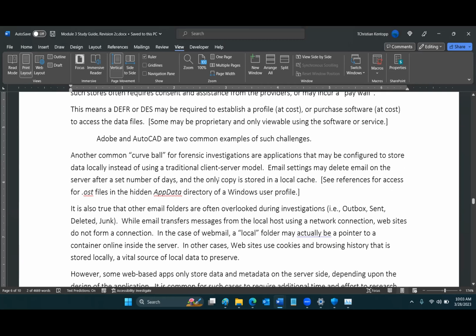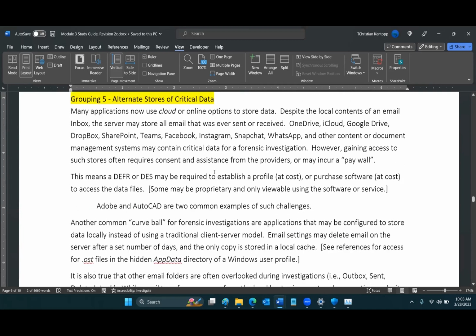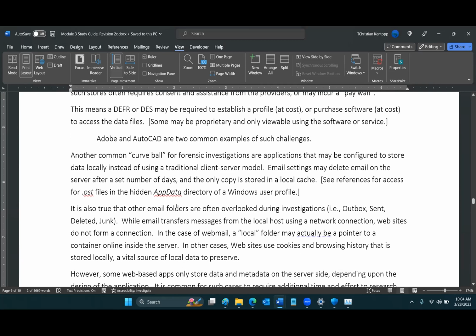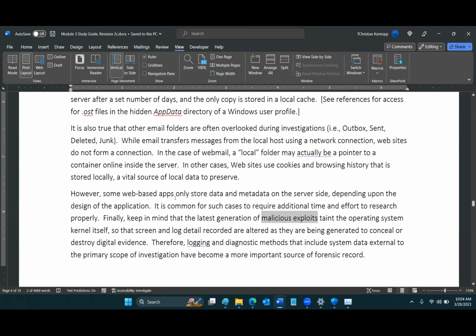The point is that locally, across a network, or in the cloud out on the internet, you can lump alternate stores of critical data into all of the above. So when we say alternate stores of critical data, we are not just talking about the cloud. We are also talking about cases where some stores are actually across the network.